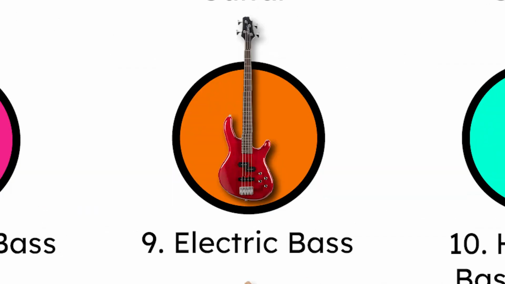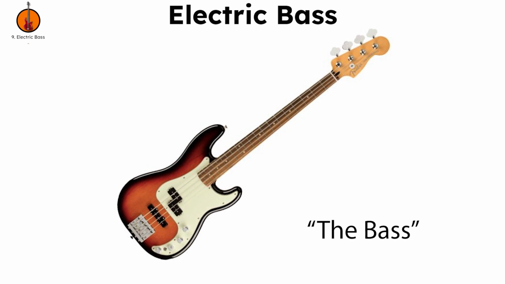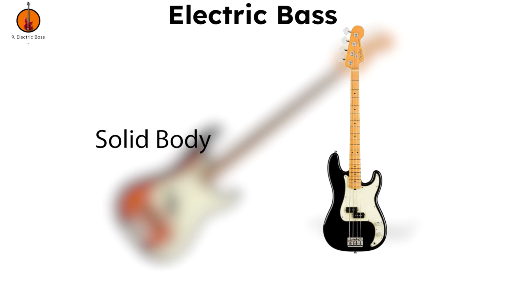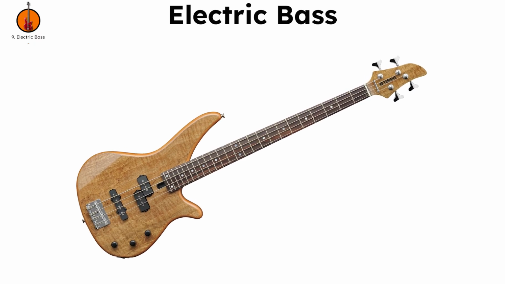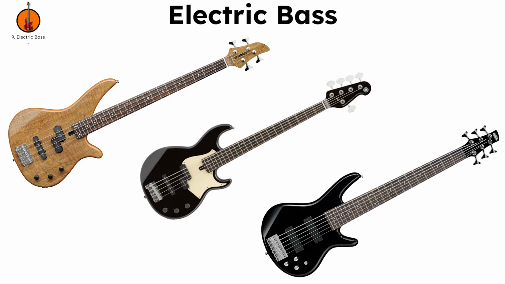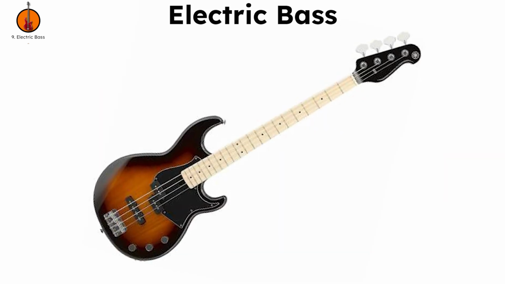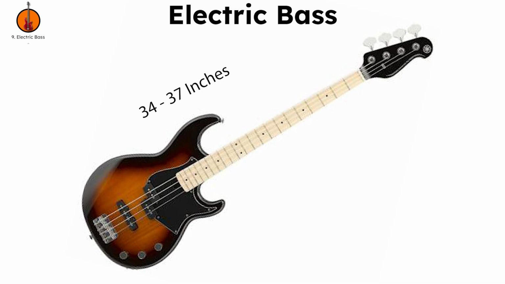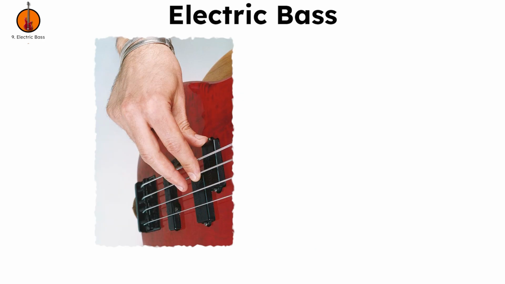Electric bass guitar, often simply called the bass, is a stringed musical instrument that plays a crucial role in modern music. The electric bass features a solid body, typically made of wood, with a relatively long neck and 4 to 6 heavy strings. Its scale length, the distance between the nut and the bridge, ranges from 34 to 37 inches, 86.4 to 93.9 centimeters. The bass can be played with fingers or a pick.